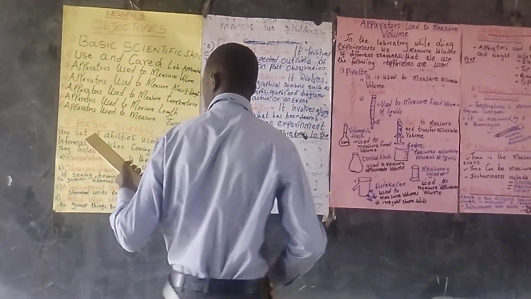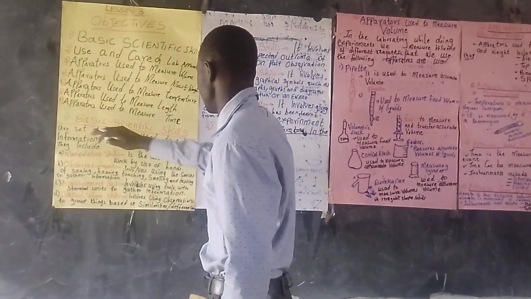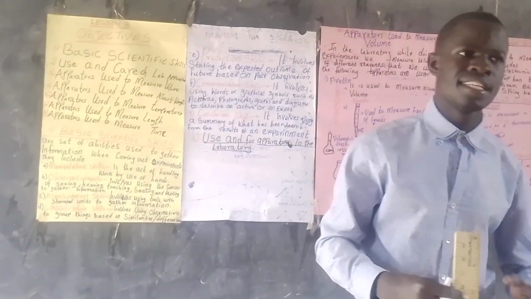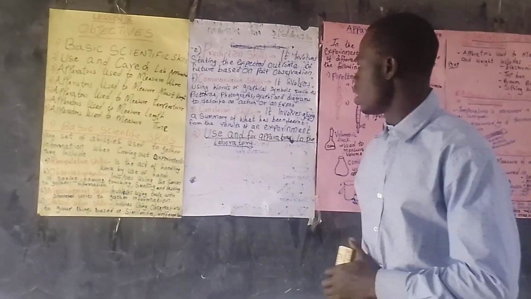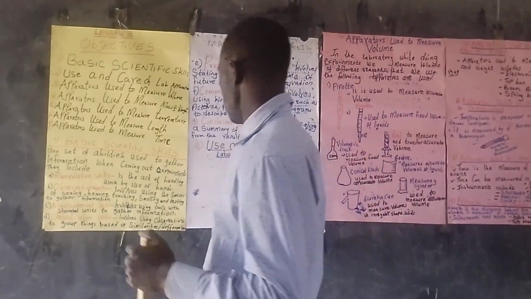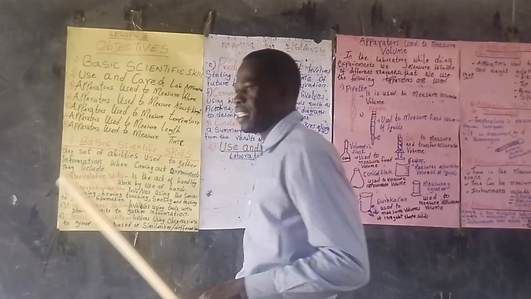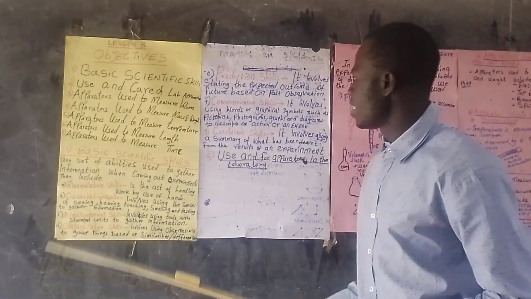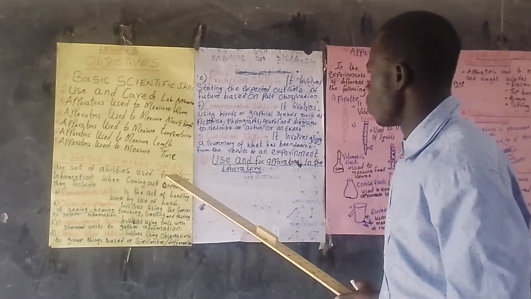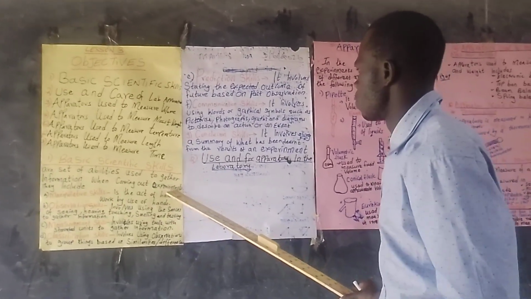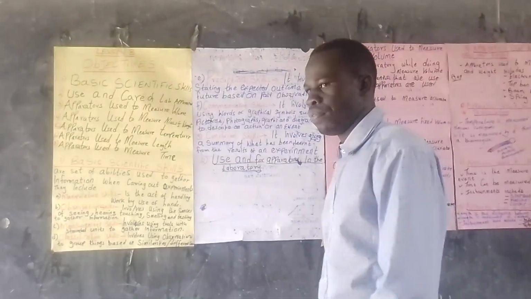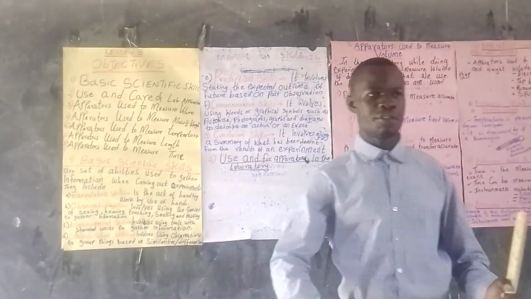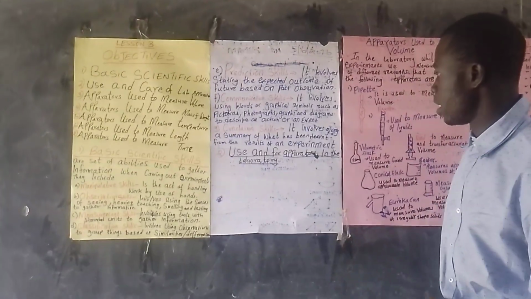Number 1, let us look at what we call basic scientific skills. When we talk about scientific skills, these are the skills that we acquire or that we use when we do practicals in our subject integrated science. So we have several skills that we come across. We say that they are a set of abilities used to gather information when carrying out experiments in the laboratory or in the classroom. So when we do experiments, there are some of the set of activities that we do.